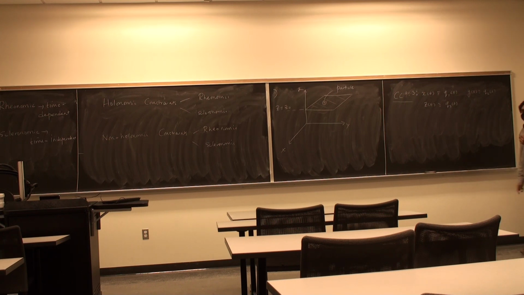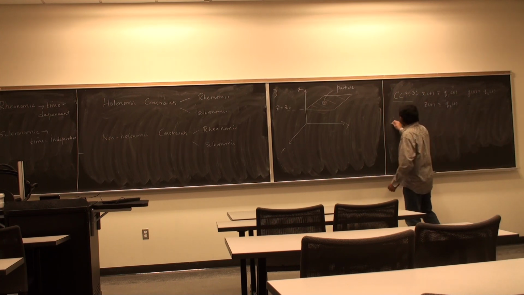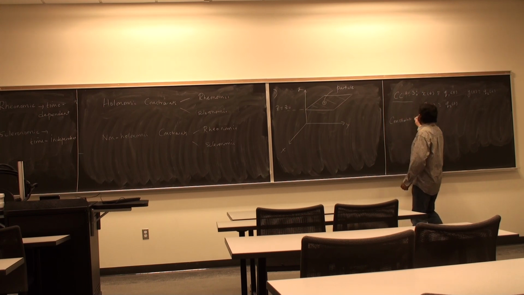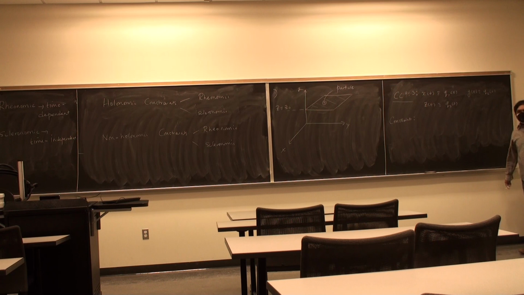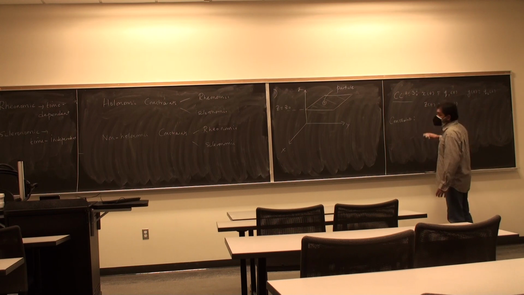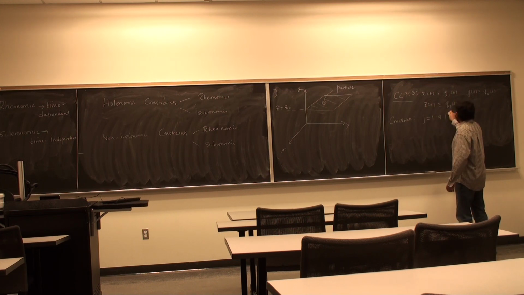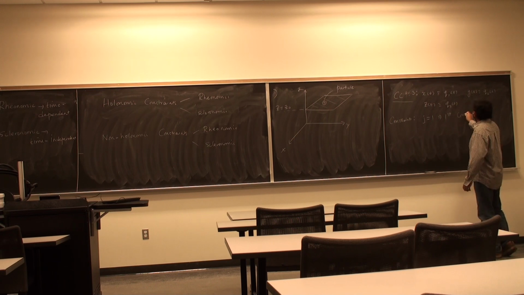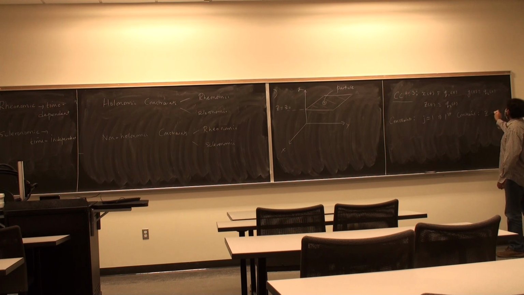Constraint. What are the constraints? Z equals z naught is the constraint. That's probably the only one constraint here. So I'm going to say j is equal to 1 is the first constraint. And that's z is equal to z naught, but I don't want to write it in terms of z. I want to write it in terms of my q_i's.